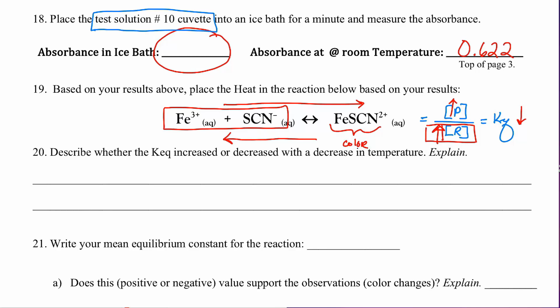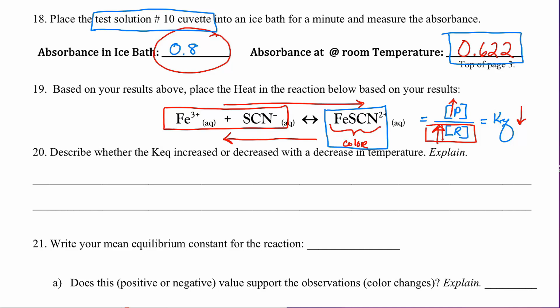And so in the lab, when I ran the test solution at room temperature, I got absorbance of 0.622. In the ice bath, it was well over 0.8 something, and therefore there was an increase of absorbance at lower temperature. The absorbance, of course, is directly proportionate to the concentration of our product, which is responsible for the color. So you can, from that, understand and have enough information now if this forward reaction is exothermic or endothermic.